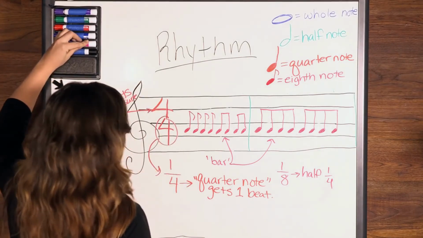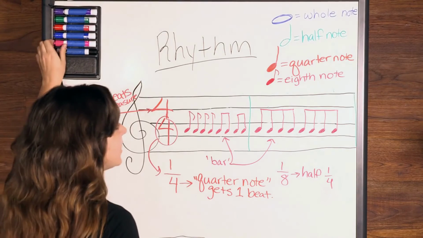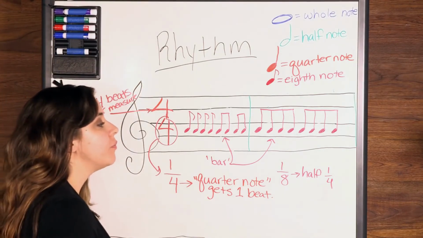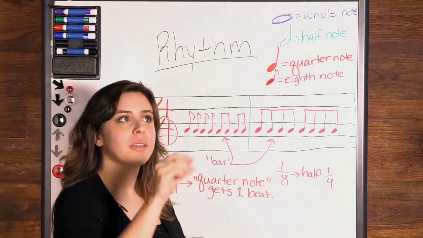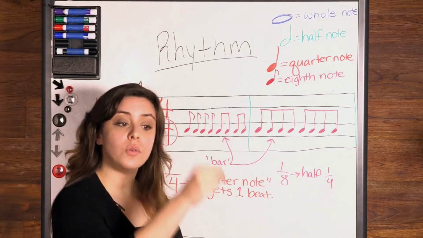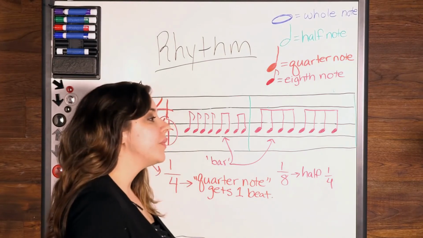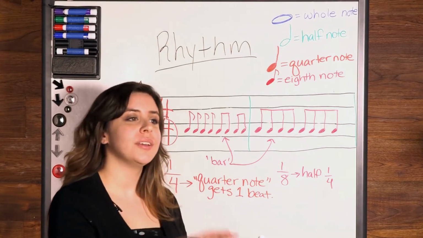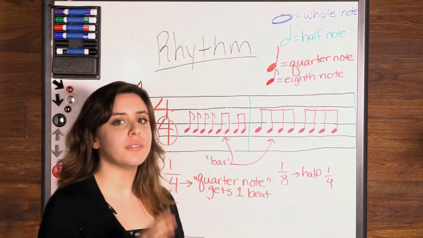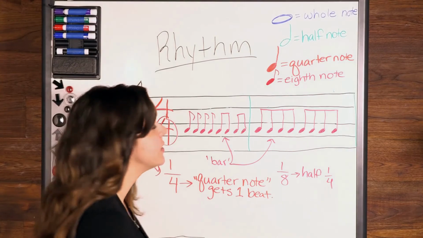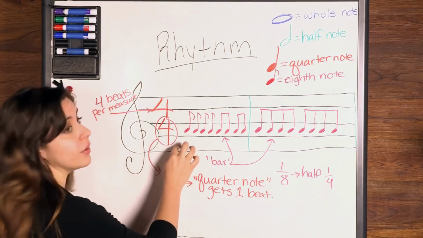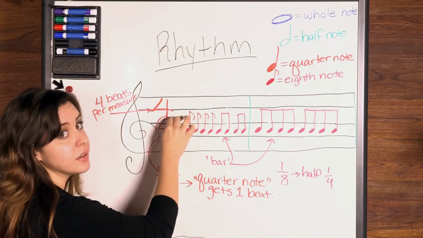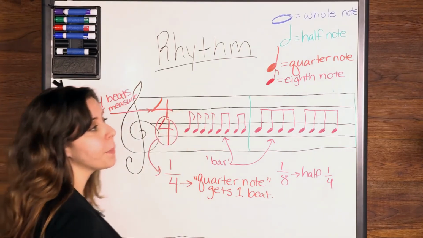Now, oh, I almost forgot how to count these. Now, with these, because the quarter note was 1, 2, 3, 4, you can't add more numbers into the measure. So you're not going to go 1, 2, 3, 4, 5. You're not going to do that because, again, you're only allowed 4 beats per measure. That's it.